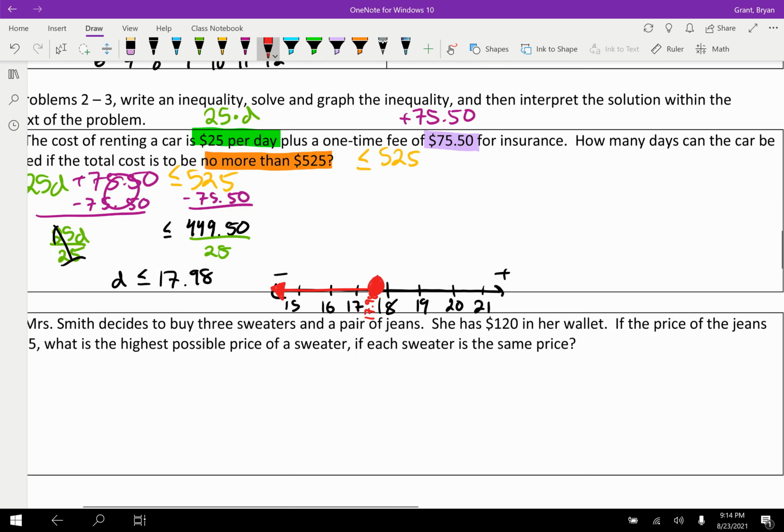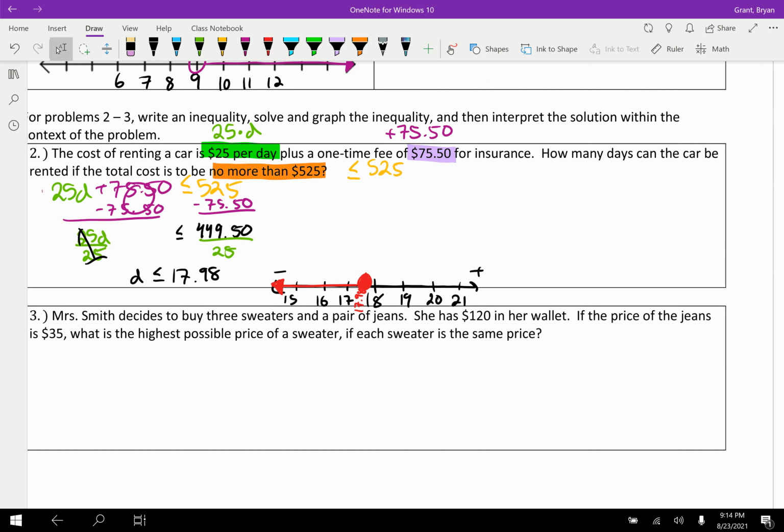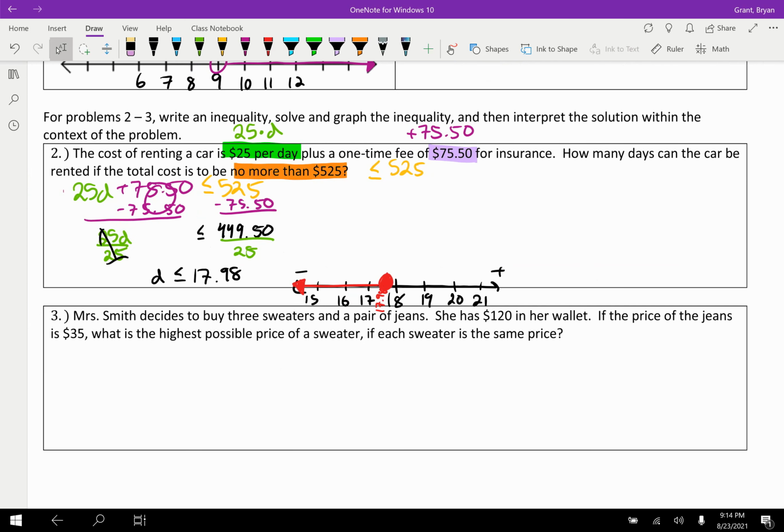Excellent. Okay, well, how many days can the car be rented if the total cost is to be no more than $525? Well, they wanted us to interpret what we got here. This D stands for days, I think. It tells us the days have to be less than or equal to 17.98 days. If you rent it for exactly 17.98 days, then it's exactly $525.